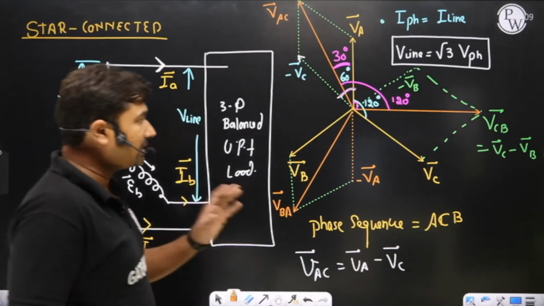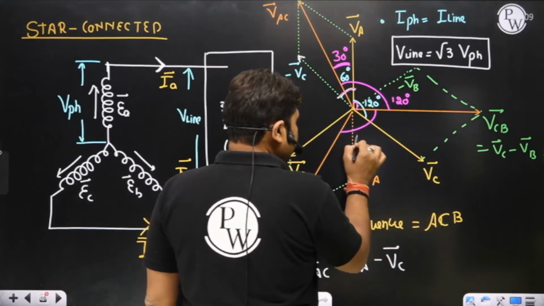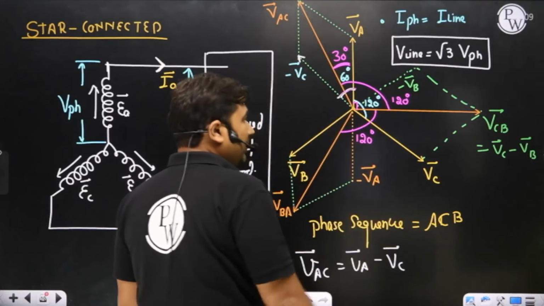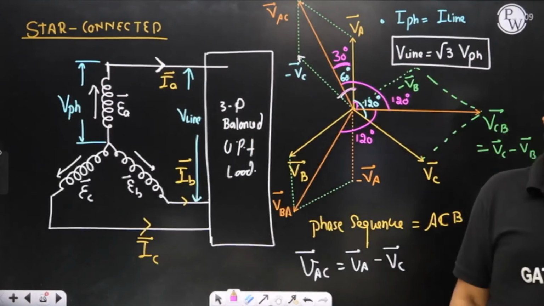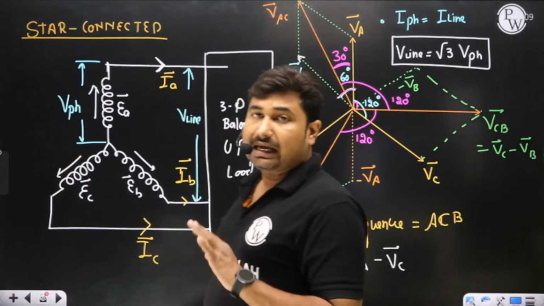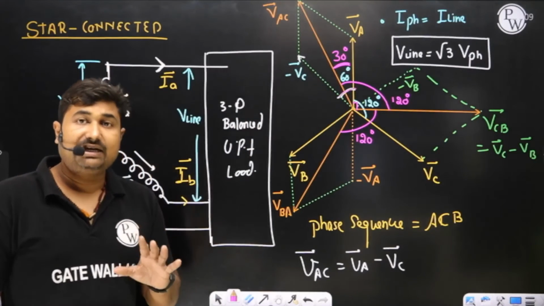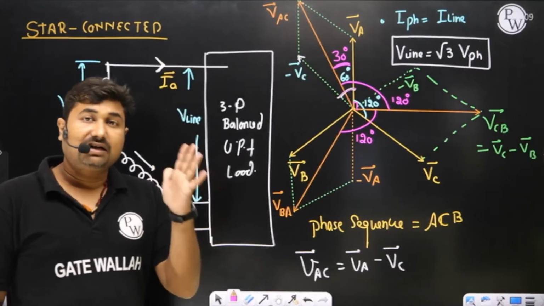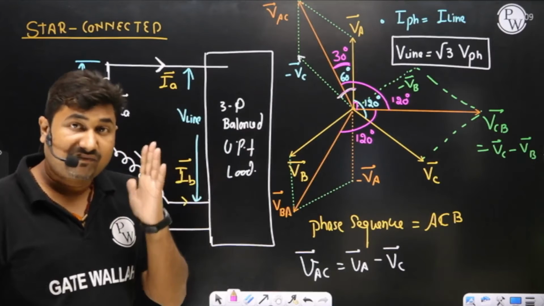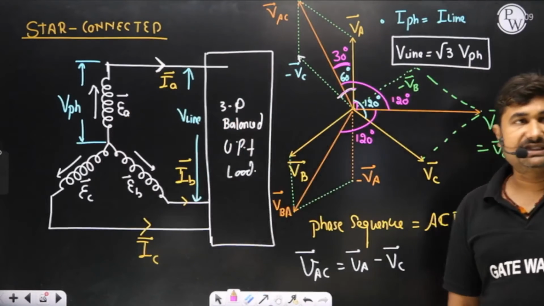So in case of a star, line voltages and phase voltages are displaced in time by 120 degrees. However, line current and phase current are the same. Whenever you say star, it means the voltage across the winding is the phase voltage, and the current flowing through the winding is called the phase current. Is it okay? Up to this part, everything is clear.